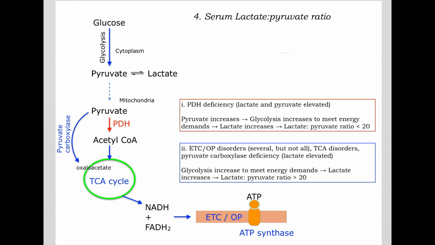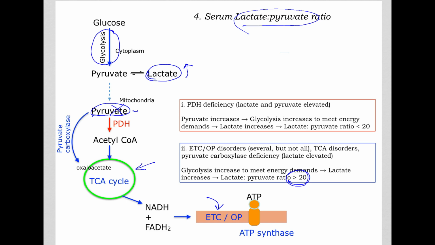However, if the problem is further down, for example in the Krebs cycle or the respiratory chain, then once again lactic acid would increase because glycolysis is increasing to meet the energy demands. However, pyruvate is being metabolized, so the pyruvate concentration is not elevated. So in this case, only lactic acid is elevated, pyruvate is not. So the lactate to pyruvate ratio in this case will be very high, greater than 20. So less than 20 in PDH deficiency, in the rest greater than 20.